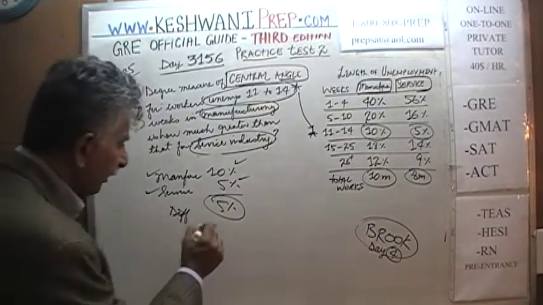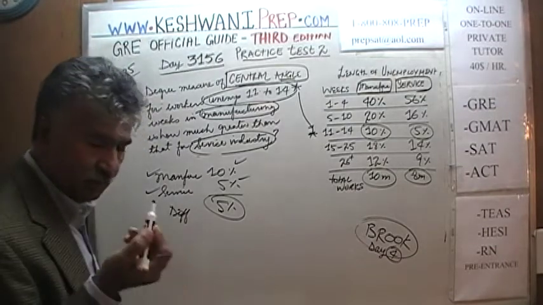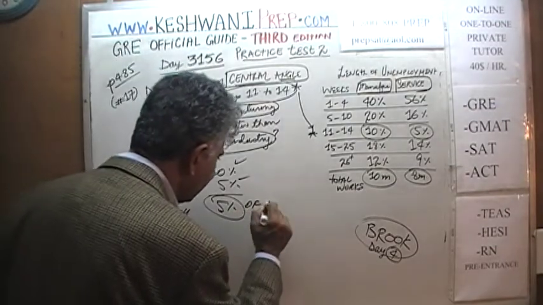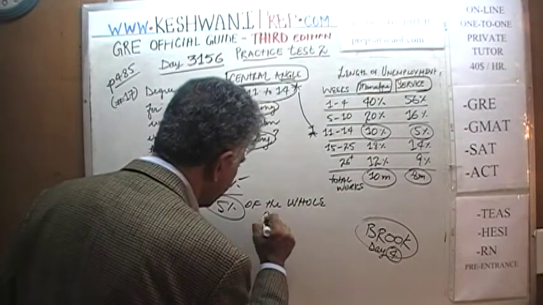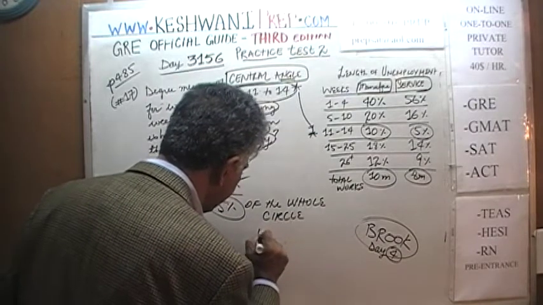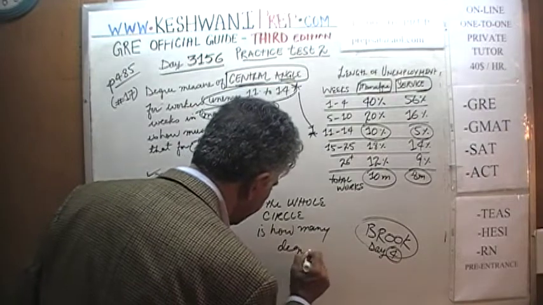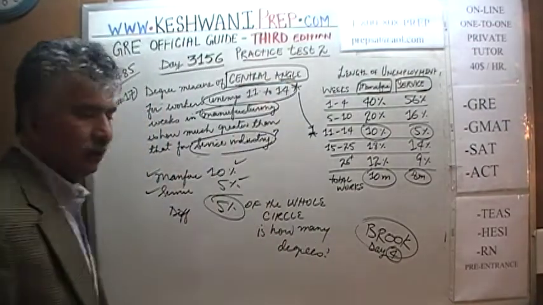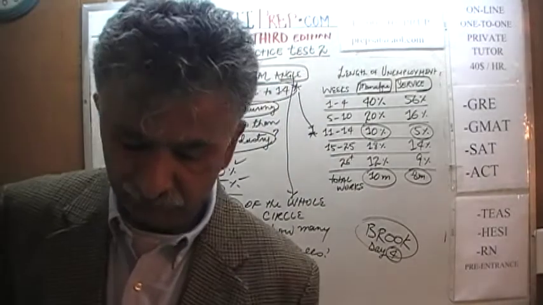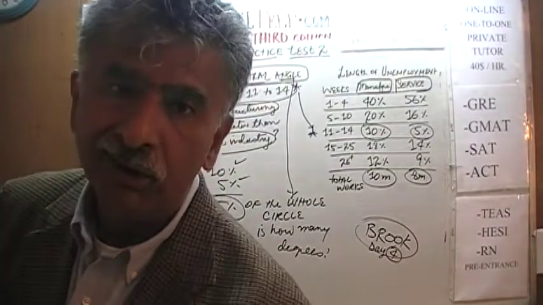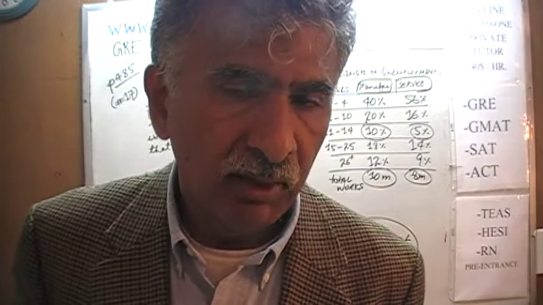What the question boils down to is this: 5% of the whole circle is how many degrees? That's what they're asking for. That's what they mean by central angle. Central angle simply means, if you were to show a certain slice of the circle which represents only 5% of the whole circle, how many degrees is that?